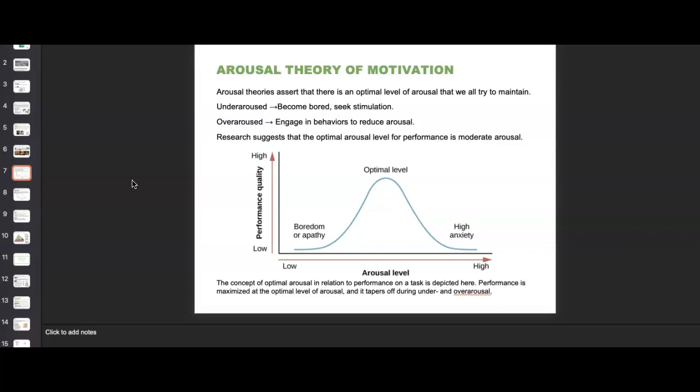When arousal is low, you are in a state of boredom and you seek stimulation. When you're over-aroused, you're actually feeling a sense of high anxiety and you engage in behaviors to reduce that arousal. So you might stay in bed. You might stay indoors. You might not engage in social activities.